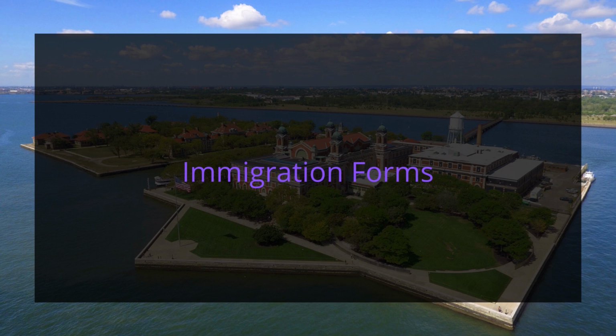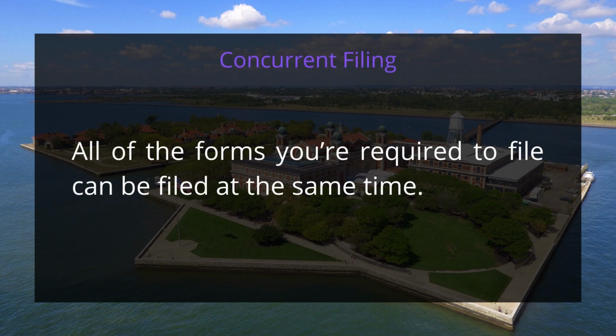In the case of a spousal-based adjustment of status, you will be filing a concurrent application. This just means that all of the forms you're required to file can be filed at the same time. Subsequently, as a result, filing these forms concurrently will ultimately save you money. The other advantage of adjusting status is that your immigrant spouse will be able to reside in the U.S. until a determination is made on whether or not USCIS will issue a lawful permanent resident status to him or her.